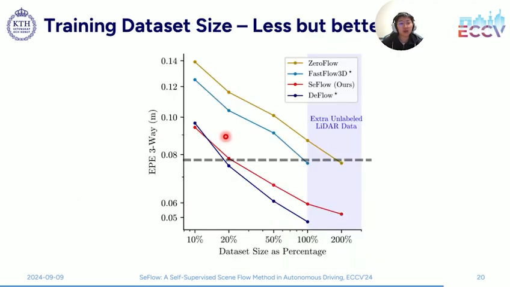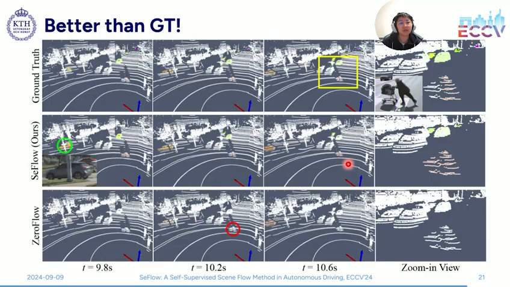For the training dataset, we use only 20% of the data and have comparable results compared with FastFlow3D and ZeroFlow. One is supervised learning and the other is self-supervised learning, with a 10 times smaller dataset, but still better results with our SeFlow method.